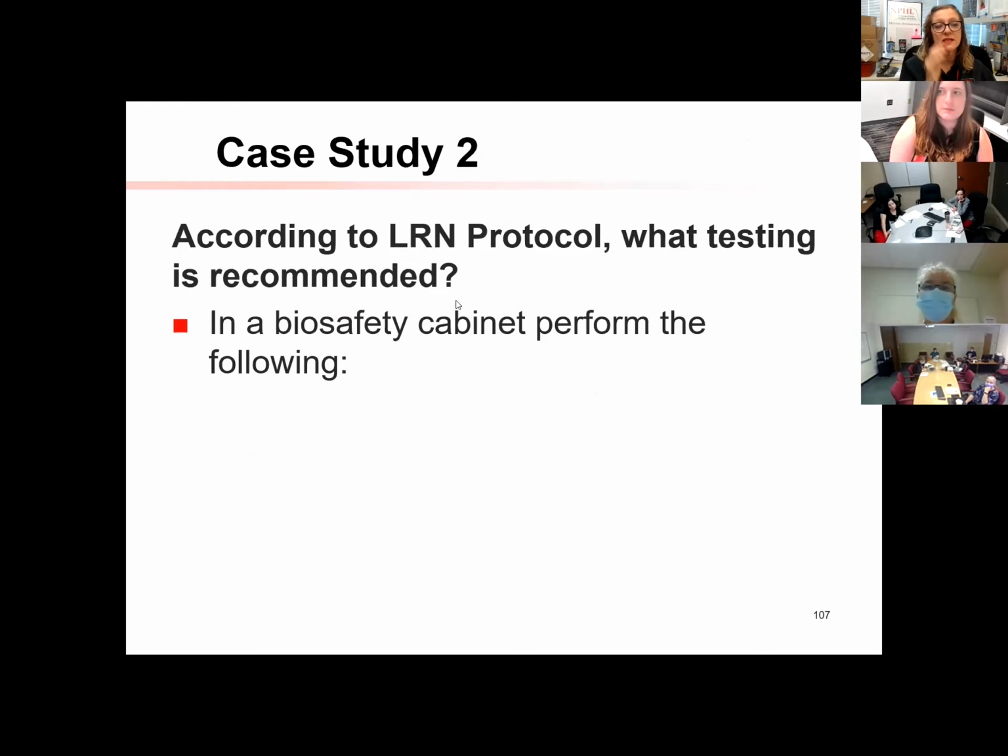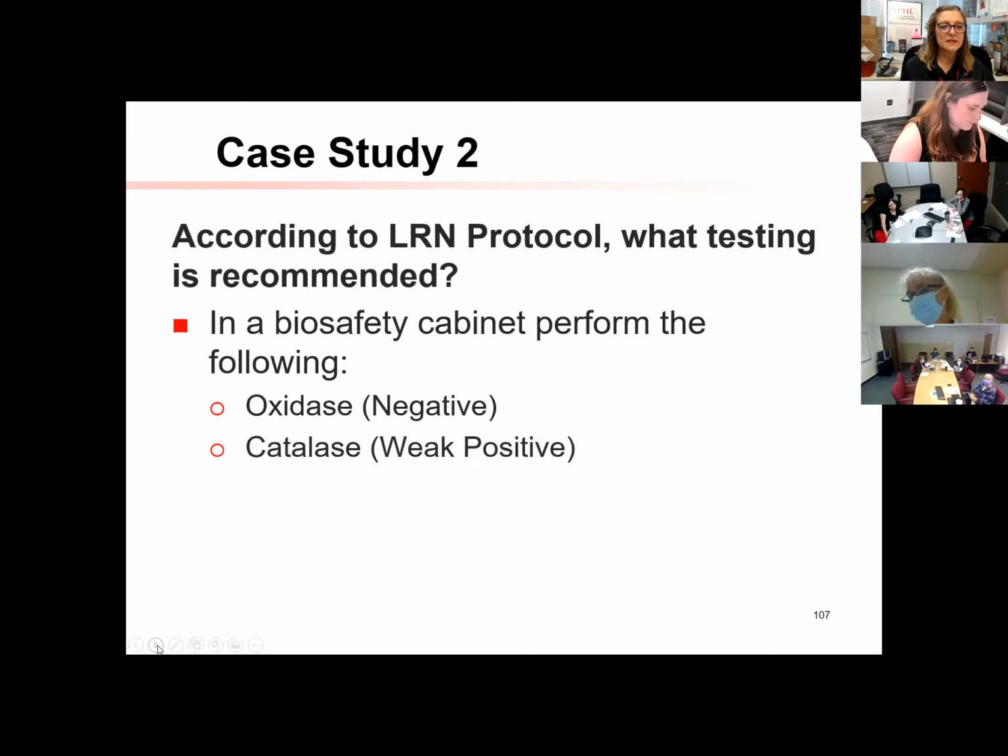According to the LRN protocol, what testing is recommended? Well, I always say start with the oxidase. And if I were to tell you the oxidase is negative, think about it. Look through those, if you have your chart with you, your APHL chart, because I mentioned something about printing out your LRN bench guide. So look to see which of those 3 organisms we just mentioned. We know that they're probably gram-negative coccobacilli because there's no growth on MacConkey. And have I told you that yet?